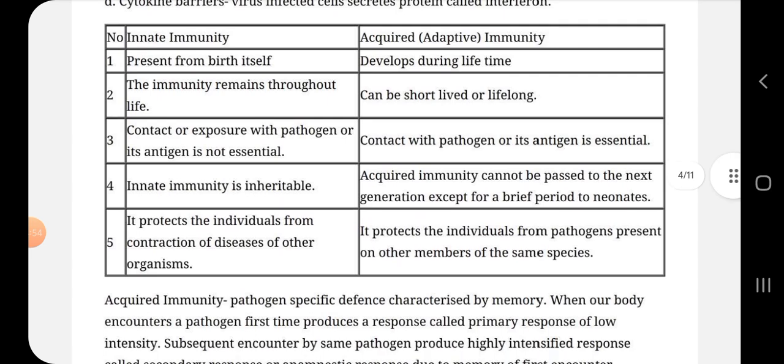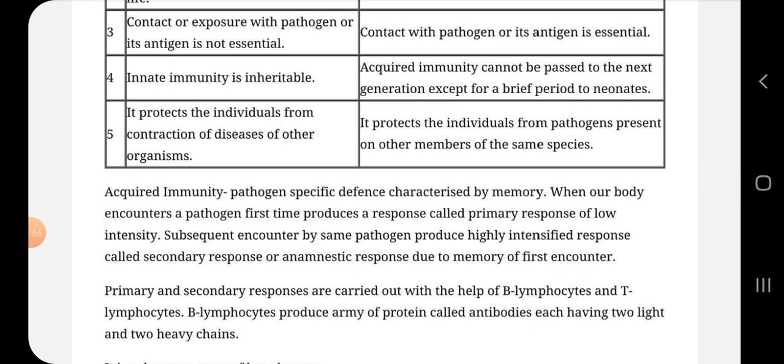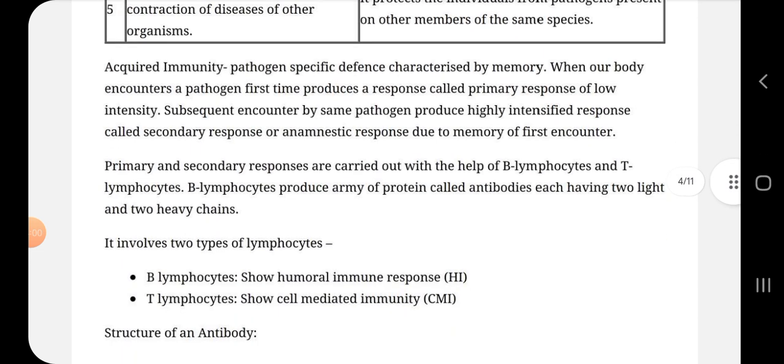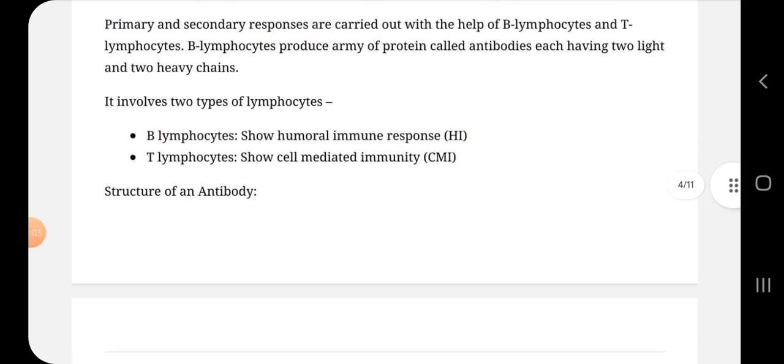Acquired immunity is the pathogen-specific defense characterized by memory, and the primary and secondary responses are carried out with the help of B lymphocytes and T lymphocytes. B lymphocytes produce an army of proteins called antibodies, each having two light and two heavy chains. It involves two types of lymphocytes, B and T. B lymphocytes show humoral immune response and T lymphocytes show cell-mediated immunity.